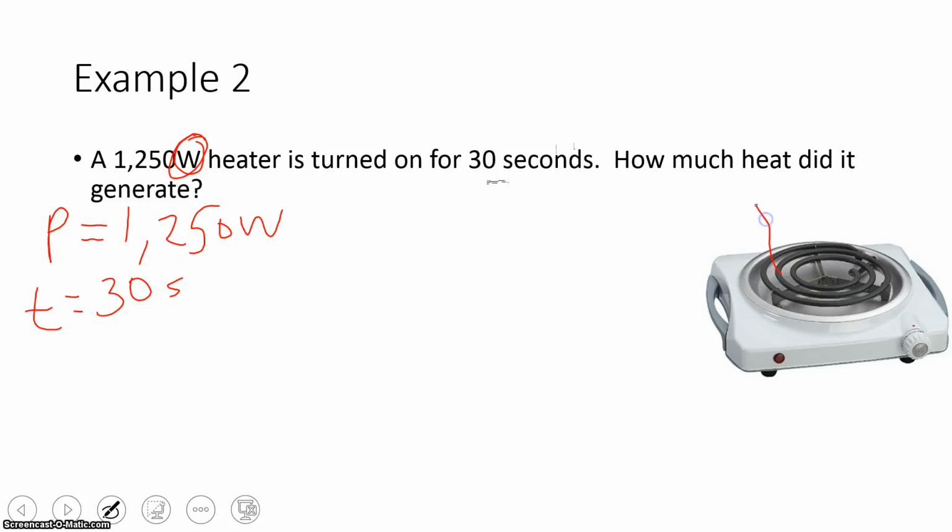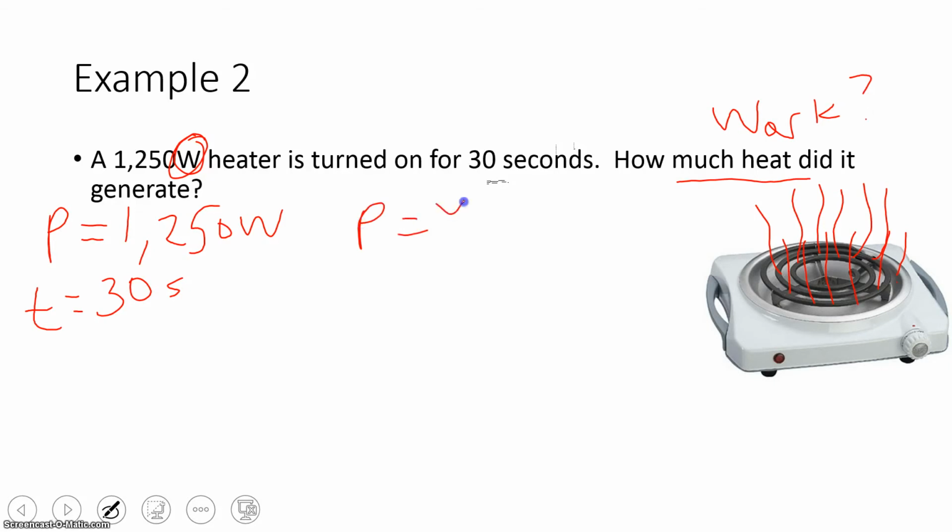Let's talk about what kind of work a heater does. The work that a heater does is to generate heat, right? So if the question is how much heat did it generate, really the question is how much work does it do. So we're going to apply the formula P equals W over T to solve for work. Plugging in: 1,250, that's the power, equals work, that's what we're looking for, divided by 30. To solve for W, we multiply by 30 on both sides.